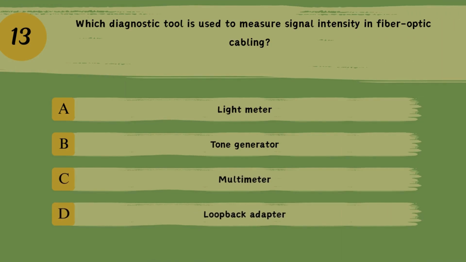Question 13. Which diagnostic tool is used to measure signal intensity in fiber optic cabling? A. Light meter. B. Tone generator. C. Multimeter. D. Loopback adapter. Correct answer. A. Light meter.